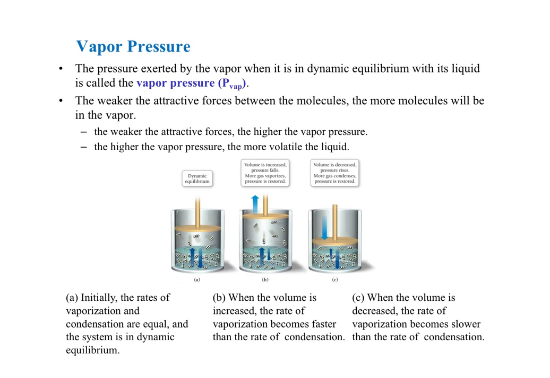Once I'm at equilibrium, the pressure that the vapor is giving me is called the vapor pressure. It's substituted with a symbol P_vap. The weaker the IMFs are for the molecules, the more molecules in the vapor phase, so we're going to have a higher vapor pressure and it is more volatile.